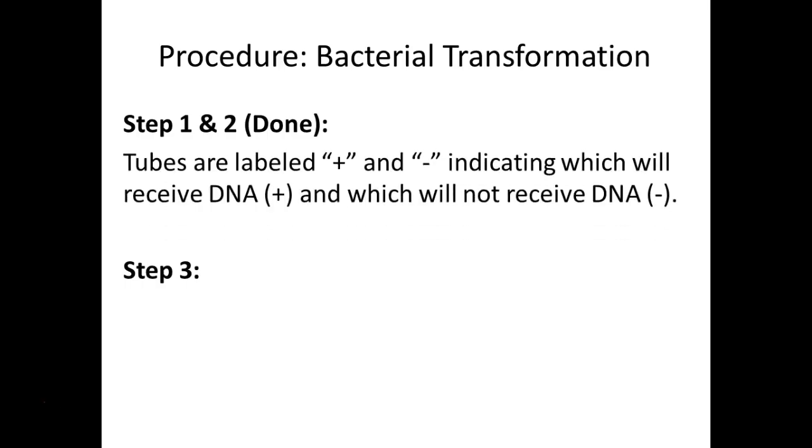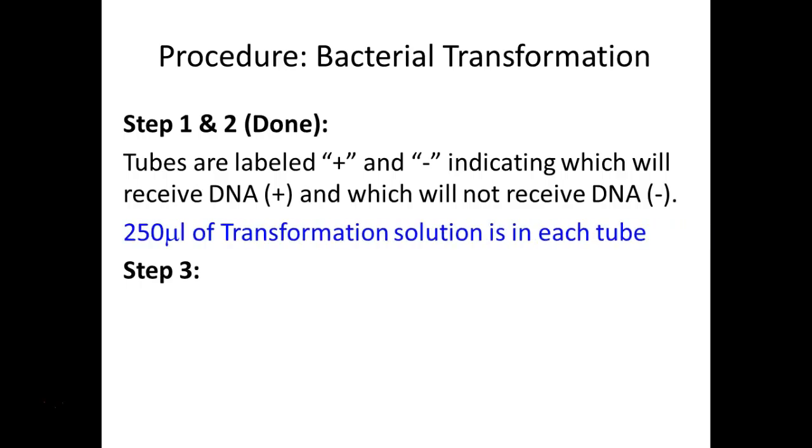So the first step that we're going to do, right, is the tubes are already labeled for you in your bins. So go ahead and open your bin and you'll see two tubes, one labeled plus and one labeled minus, the big plastic bin. Right? So you see plus and minus tubes. Look at them and make sure they should already contain 250 microliters of transformation solution. So make sure that each tube looks like it has a little bit of liquid in them. So that first step has been done for you.